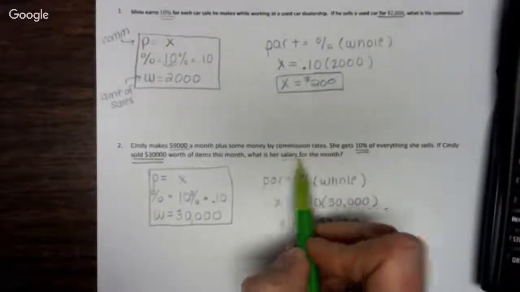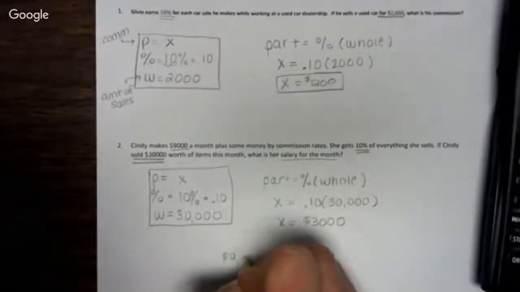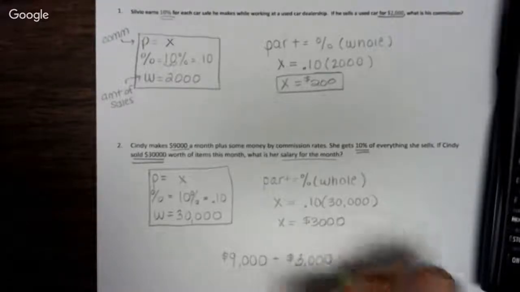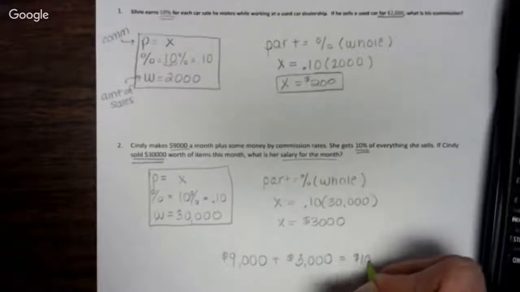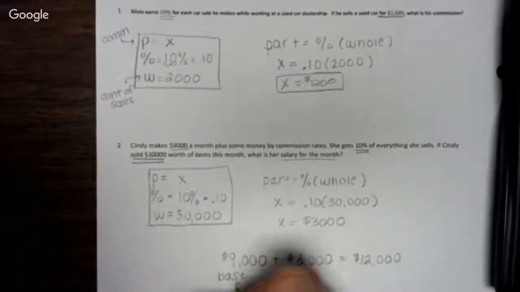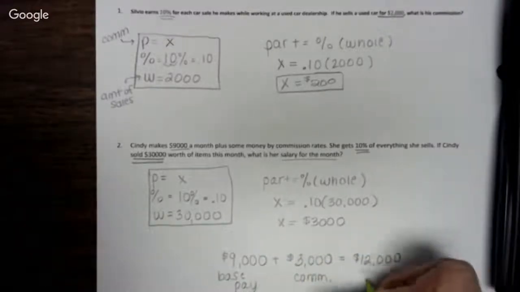The question says, what is her salary for the month? Remember, she makes $9,000 no matter what. And now we just found out that she makes $3,000 in commission. So her total pay would be $12,000. So this was her base pay. This was her commission. This was her total pay.